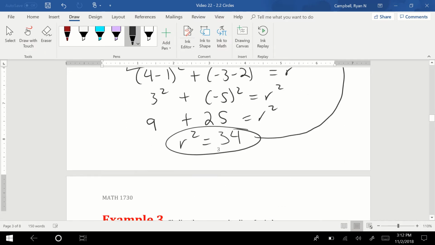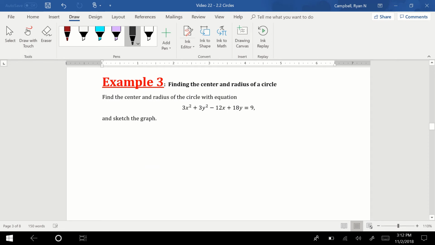It would be 1. So we need to make sure that we divide everything so that way our x squares and our y squares can be by themselves, right? Can just have nothing next to it. So in this case, we'll divide everything by 3.